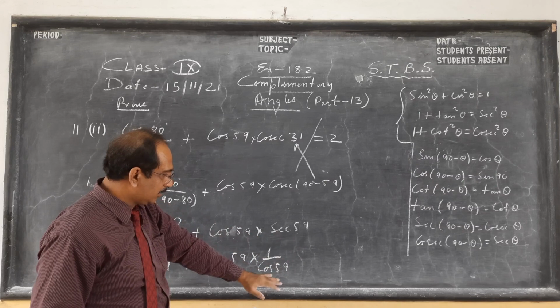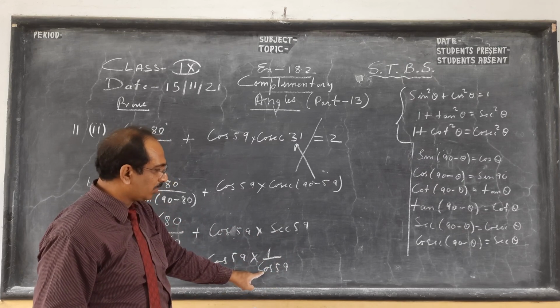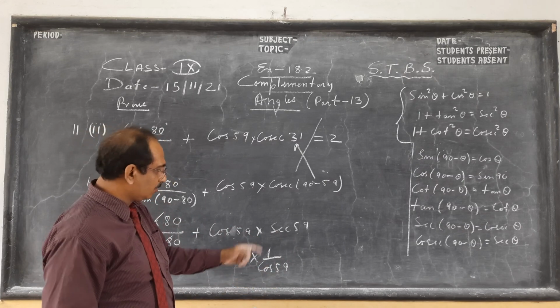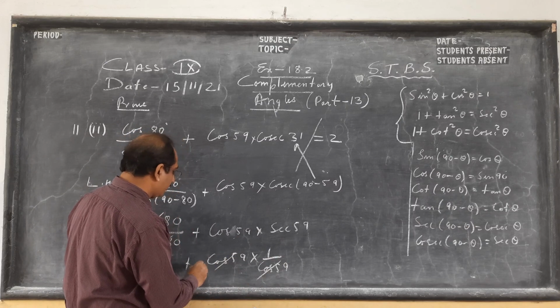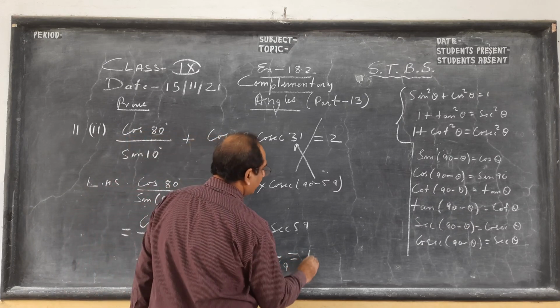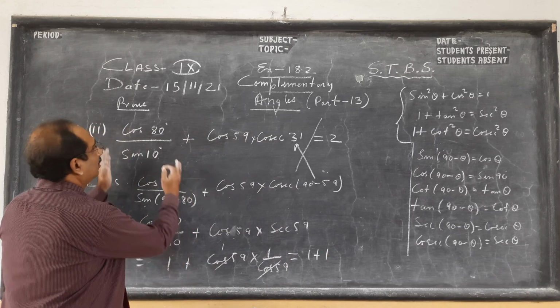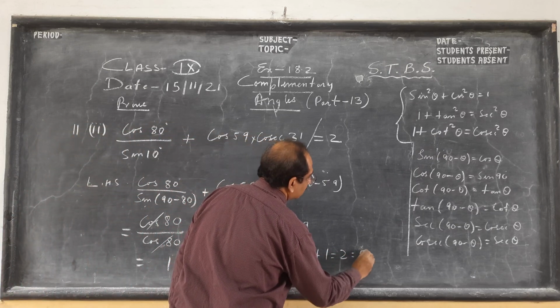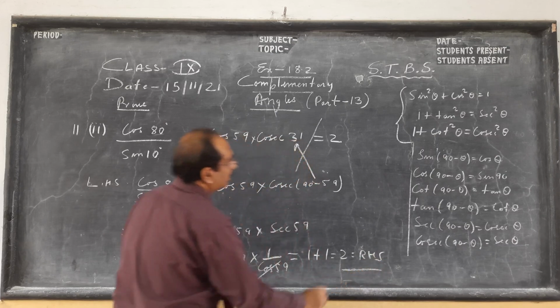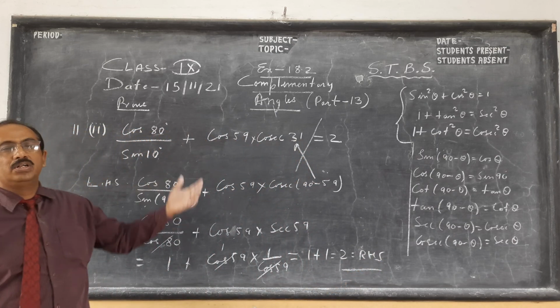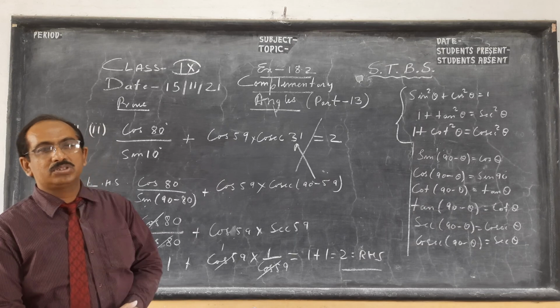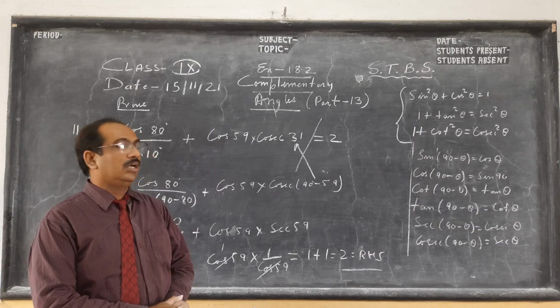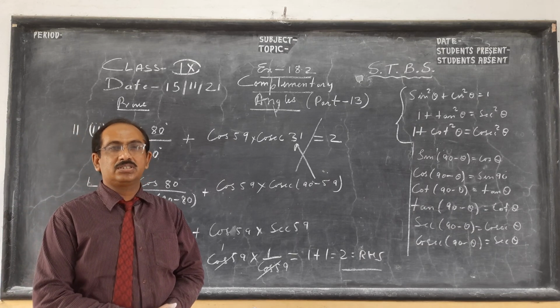Now sec is the reciprocal of cos. Starts with s, reciprocal is c. And sine is cosec. So here this cancels, here also we get 1. So finally what we get? 1 plus 1. This is 1 and this is 1. So we get 2, which is RHS. So hence we have proved, children, left side is equal to right side. So kindly pause the video and copy. And thank you for watching this video lesson.